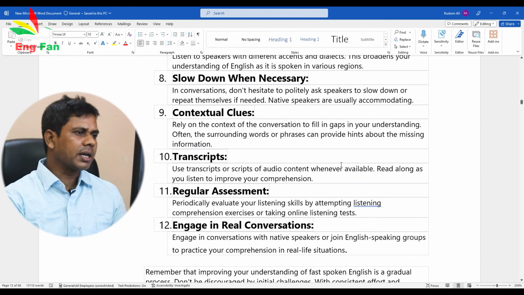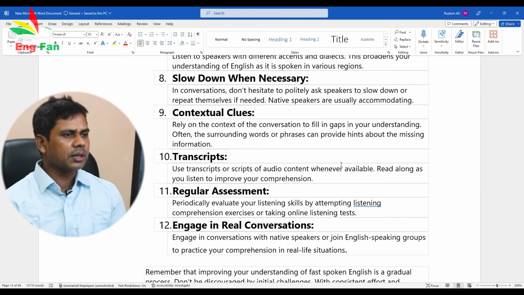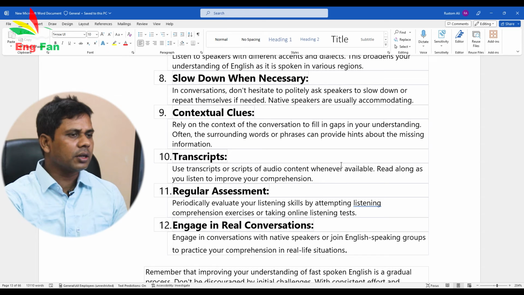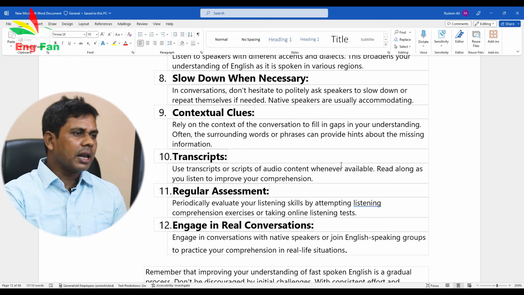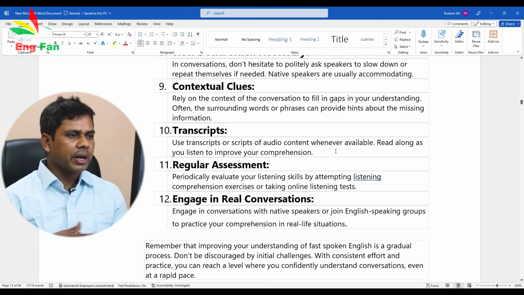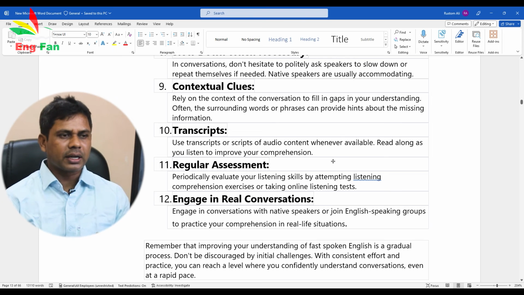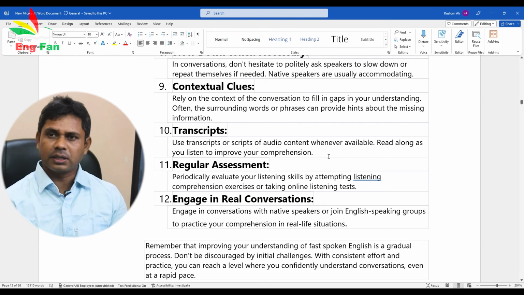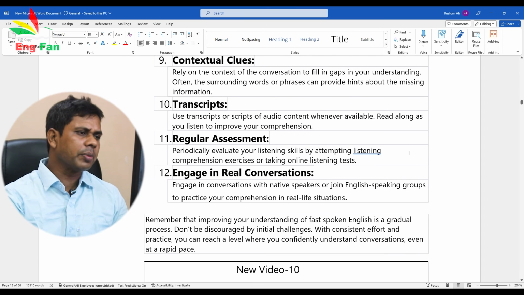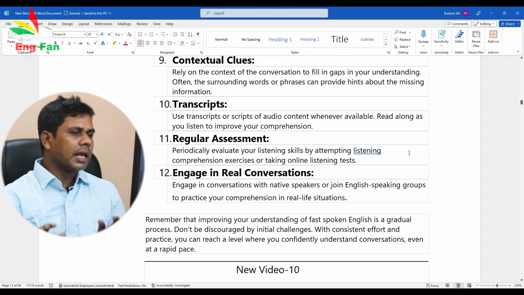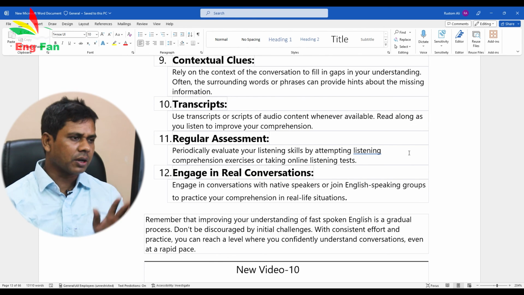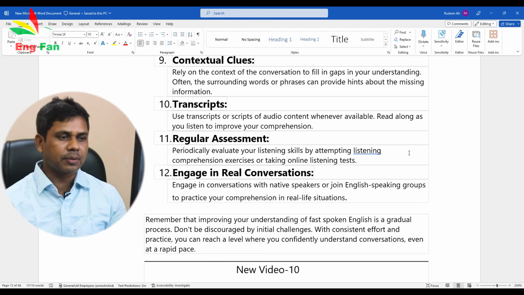Number 10, transcripts. Use a transcript or a script of audio content where available. Read as long as you can listen to improve your comprehension. Number 11, regular assessment. Periodically evaluate your listening skill by attempting listening comprehension exercises or taking online listening tests. This is very, very important. Number 12, engage in real conversation. Engage in conversation with native speakers or join an English-speaking group to practice your comprehension in real-time situations.